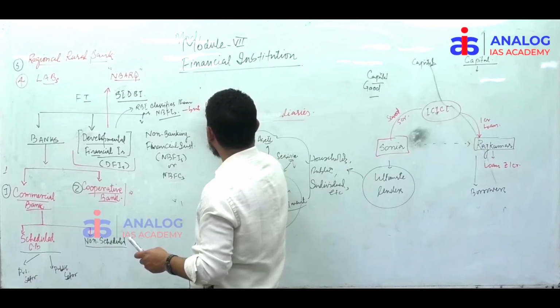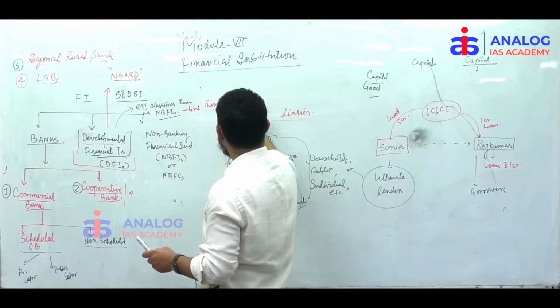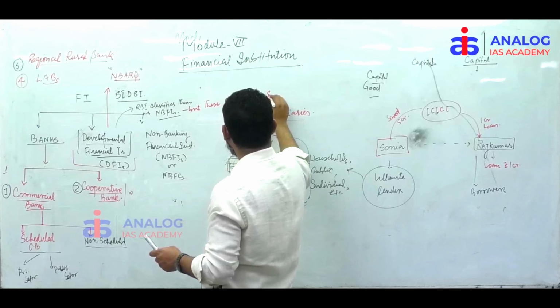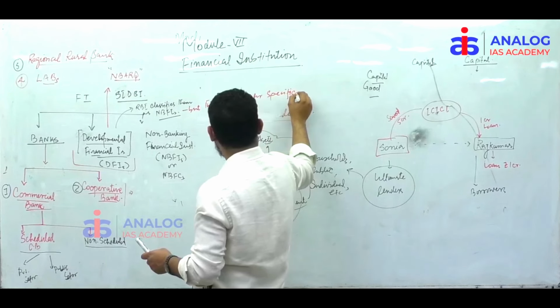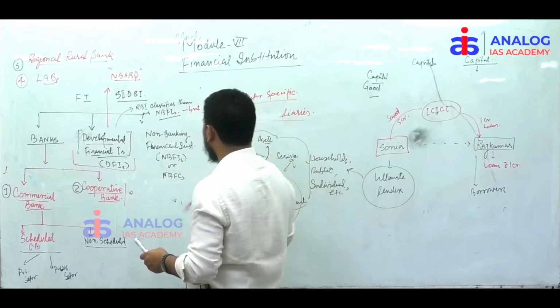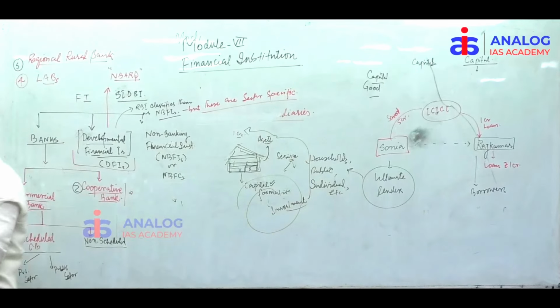But these are sector specific. But what is this? Sector specific. Means like NABARD is for agriculture, SIDBI is for small industries. Clear? So they are sector specific, and their purpose is to provide developmental finance.